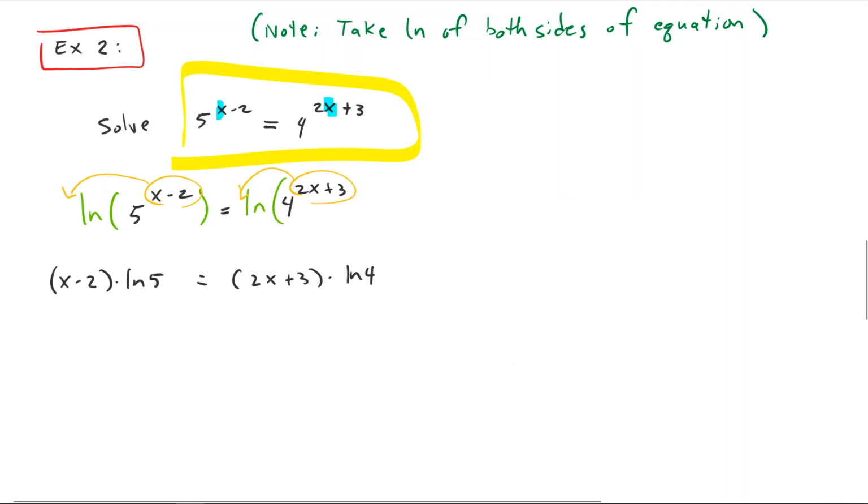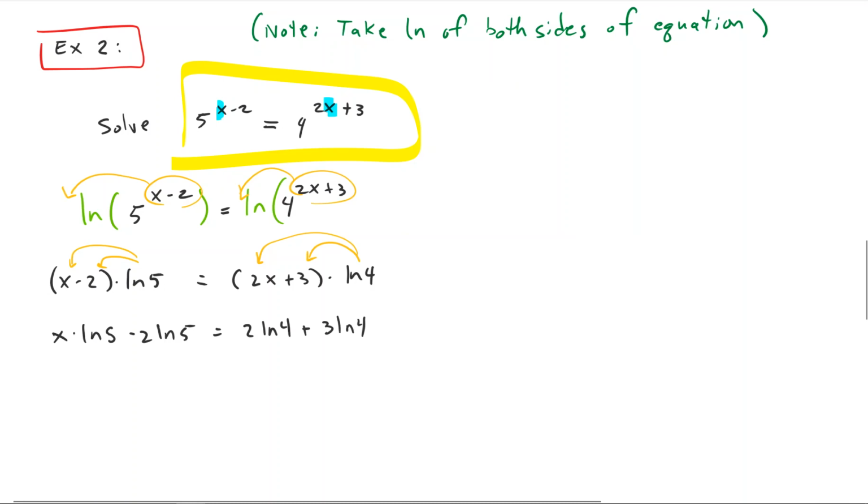Next step, we want to distribute that natural log of 5 through the left side and distribute the natural log of 4 through the right side. So that gives us x times the natural log of 5 minus 2 times the natural log of 5. And on the right side, we get 2 times the natural log of 4 plus 3 times the natural log of 4.